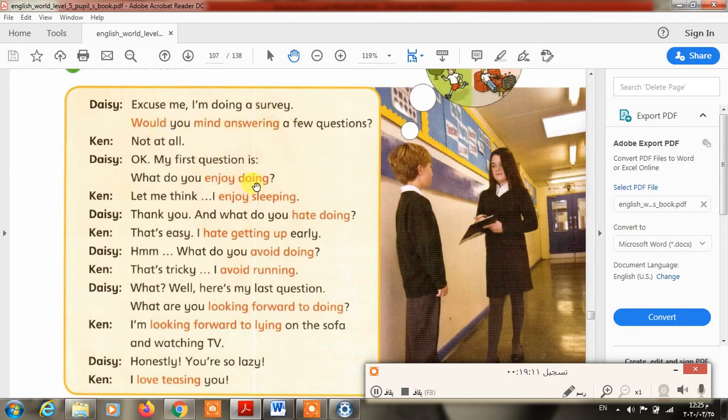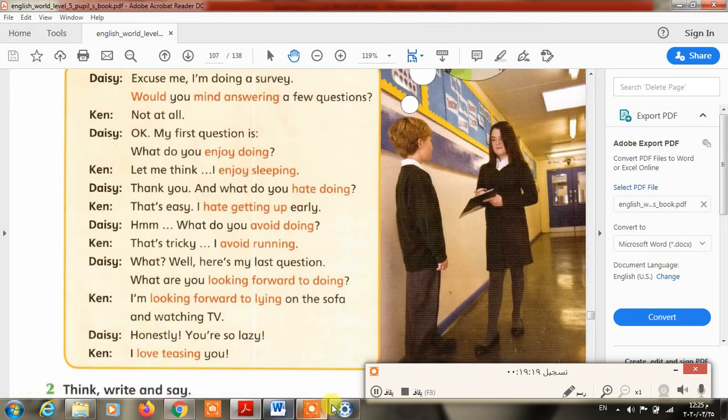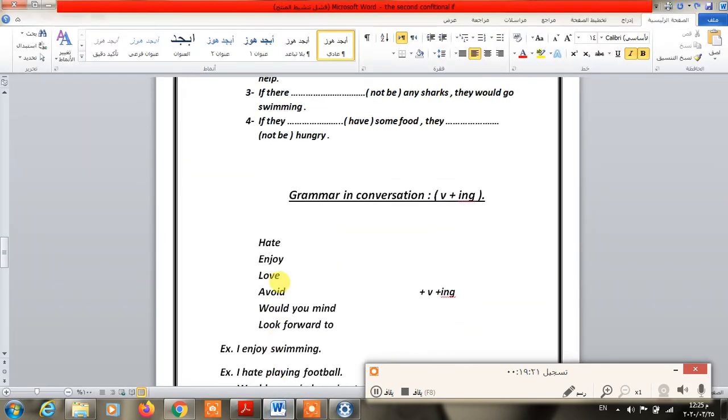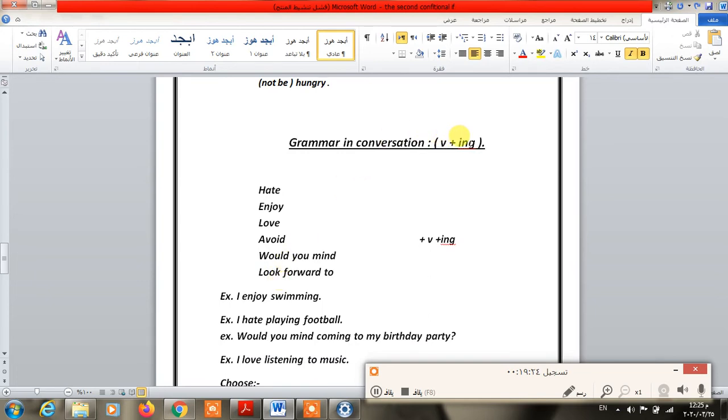As we noticed in the red typing, we had would you mind and the verb plus ing: sleeping, doing, getting up, doing, running, and lying and teasing. Okay, so we had the gerund. The gerund is the verb plus ing. In what conditions can we use the gerund? The gerund is used following the feeling verbs like hate, enjoy, love, avoid, would you mind, and look forward to. These are the feeling verbs. We use the gerund after these words.